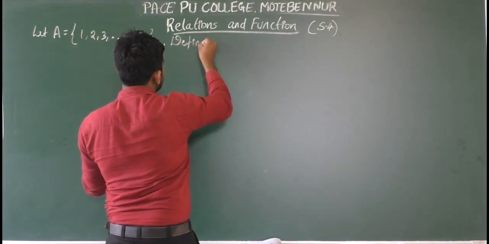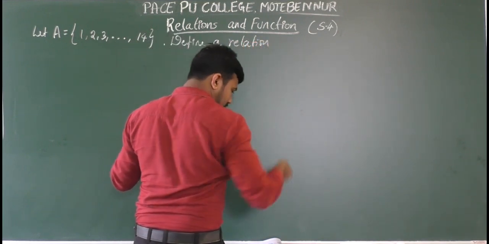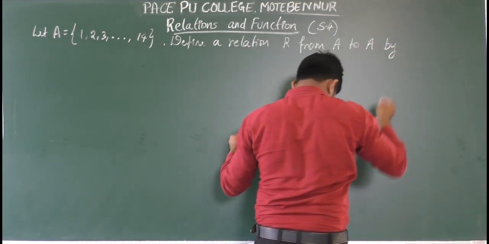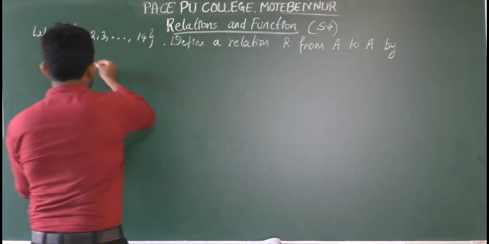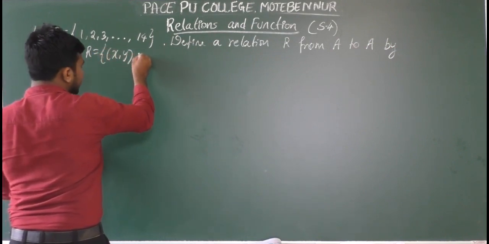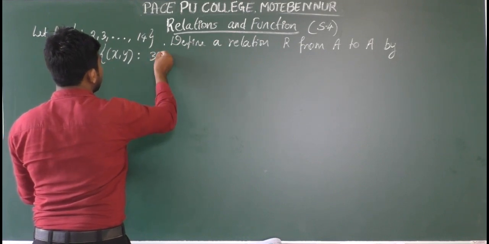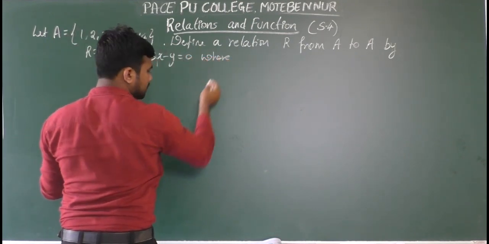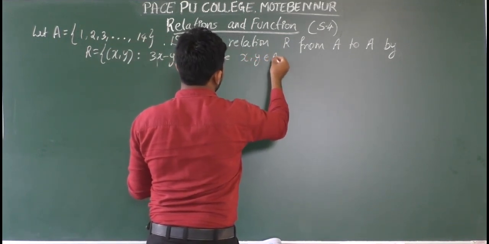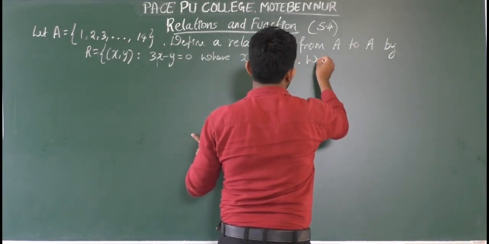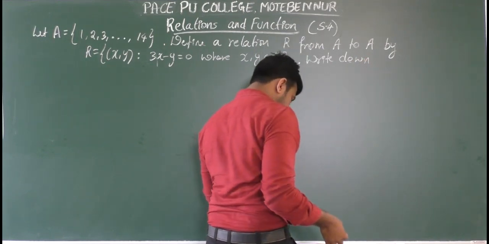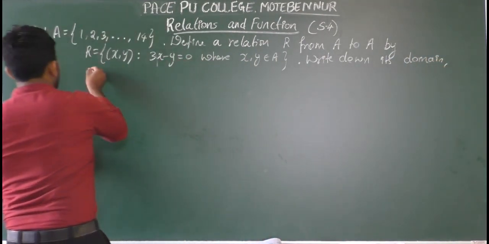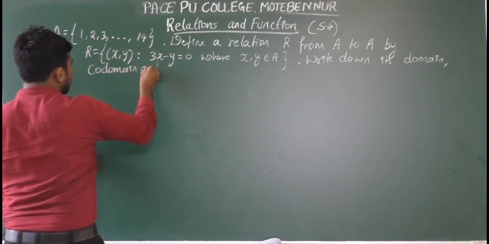Now define a relation R from A to A by R equals the set of all ordered pairs (x, y) such that 3x minus y equals 0, where x, y belong to A. x and y are elements of A. Write down its domain, codomain and range.